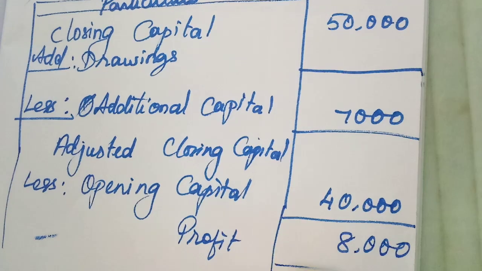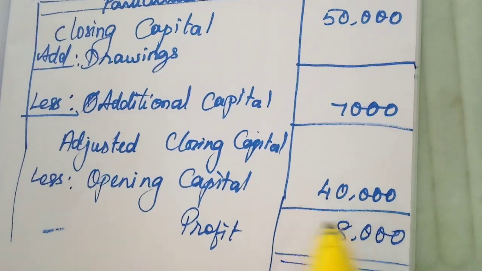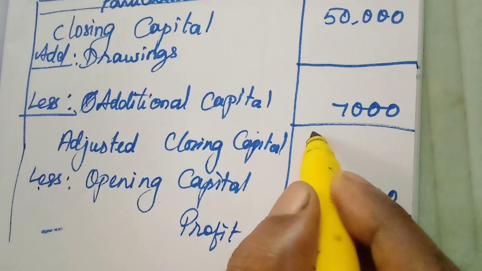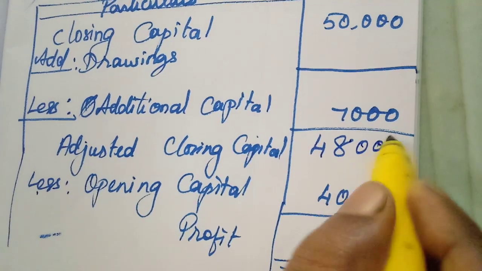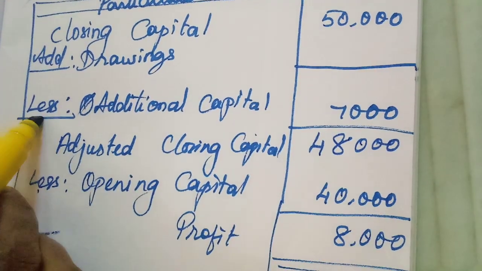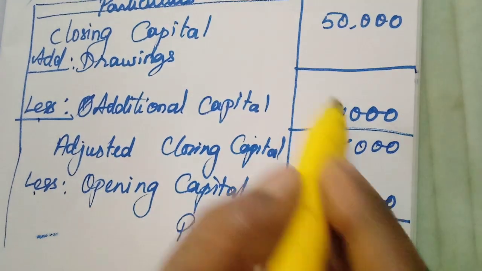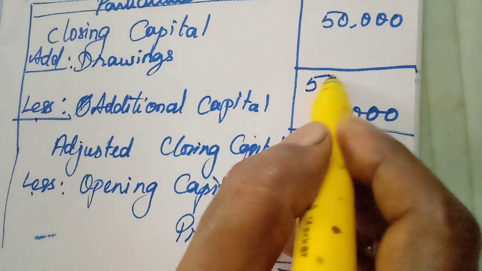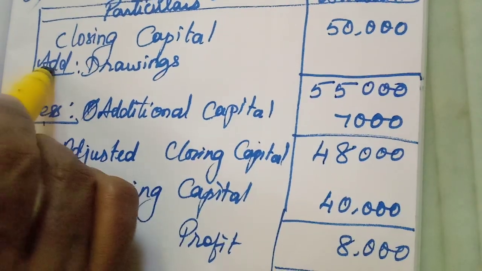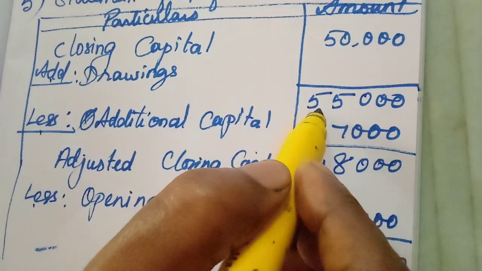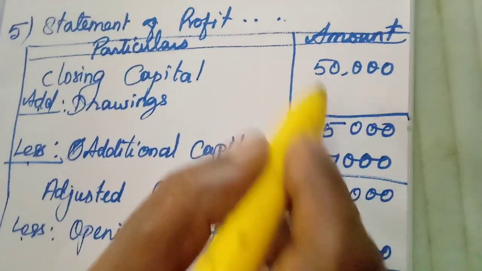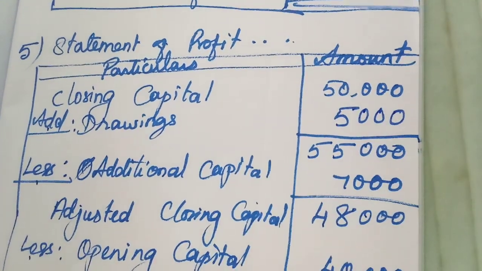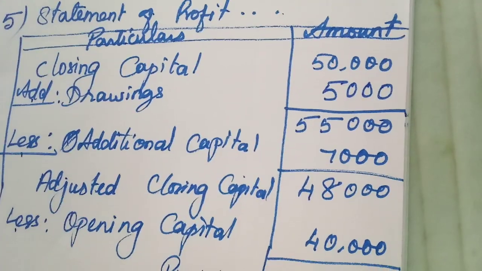8,000. Now we have to go back. Okay, go behind. So since it is less, we have to add. So what we will get here? 48,000. Then here less, so we have to add. So what we will get? 55,000. Then here add, we need to deduct. So from 55,000, if you deduct 50,000, we will get 5,000. That is the answer.